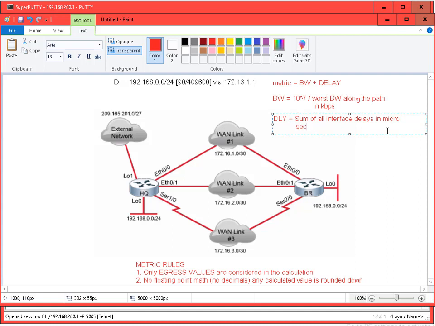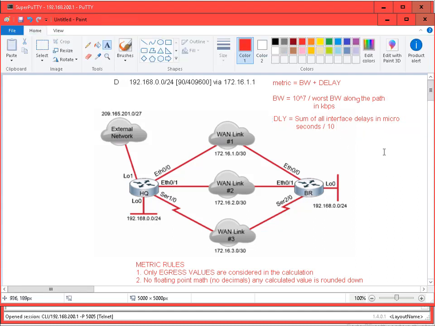Move this over, seconds. And then we divide that by 10 because we need to make sure that in the formula it's in tens of microseconds. That's part of the formula. We'll see the formula a little bit later on when we get to the metric calculation piece. There is an actual section in this chapter on how metrics work in EIGRP, but I'm just giving you the final story, if you will, of how the metric is calculated.